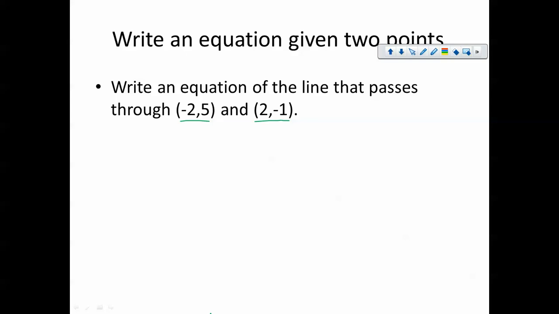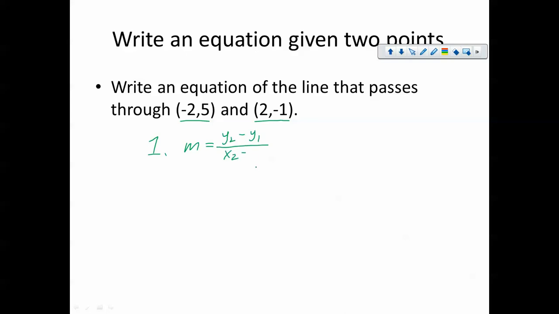Number 1, find the slope. Number 2, find the y-intercept. And 3, plug those numbers into the equation. So, find the slope. Well, you know what? They don't give us the slope in this question. So, we're going to have to find the slope by using our slope formula.